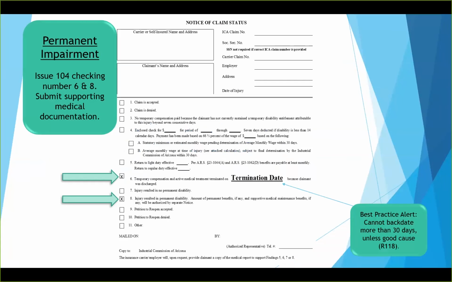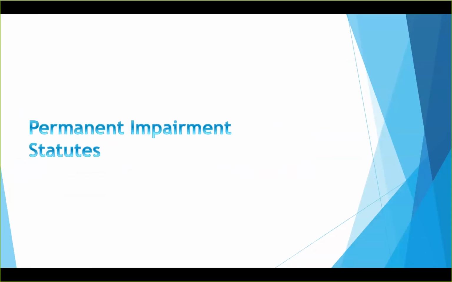This is an example of the notice of claim status that should be issued when you get ready to close your claim and there is permanent scheduled impairment. You're going to check boxes 6 and box number 8, with the termination date being included on number 6. We're going to go over the difference between scheduled and unscheduled injuries now.